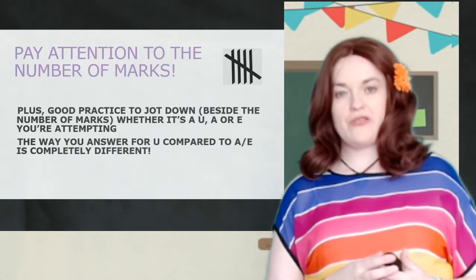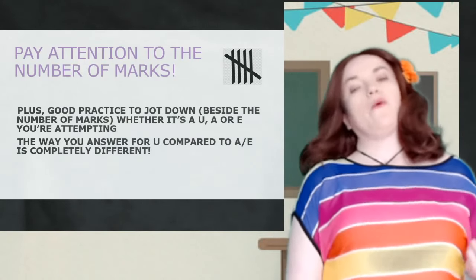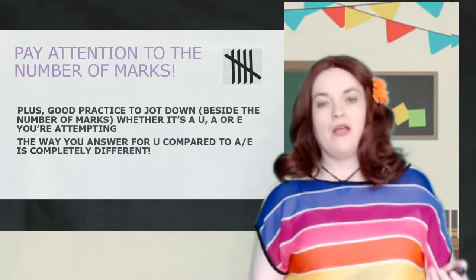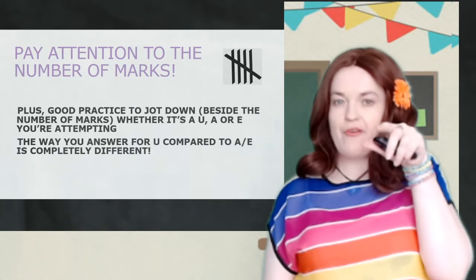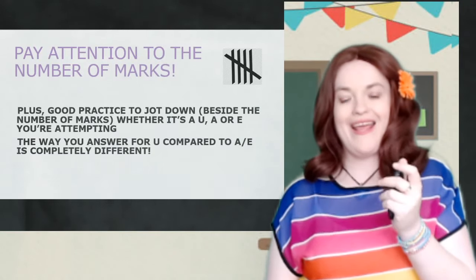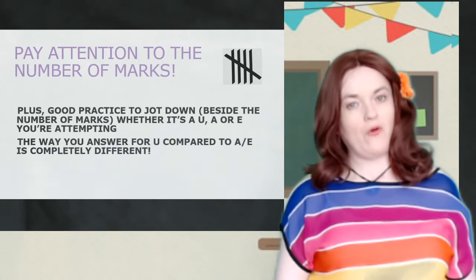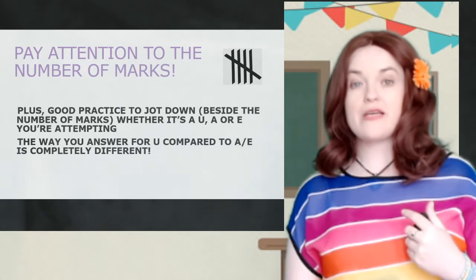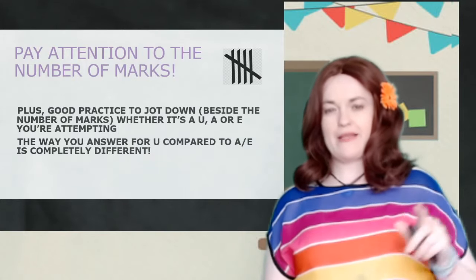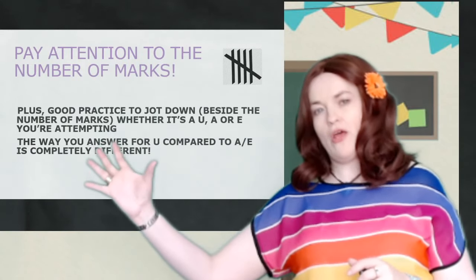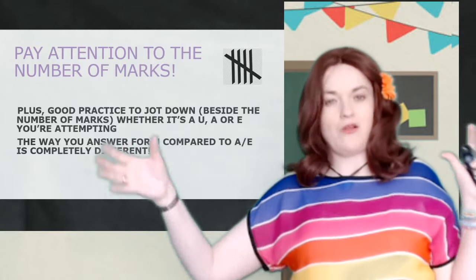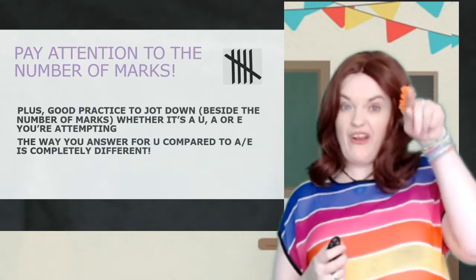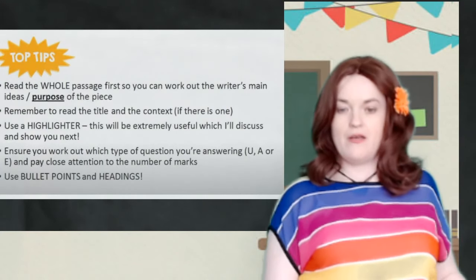Another thing that I like to do is, years ago, when you were doing Old Higher, some of your parents might have done that, or Intermediate, next to the number of marks it used to have the letter U or A or E. They don't do that anymore. That's up to you to work out. Is it a U, A or E? But I always say, write that at the side, because the way you tackle those questions, a U compared to an A or an E, is completely different. And we'll go into that in more detail. So maybe write that at the side of the number of marks.